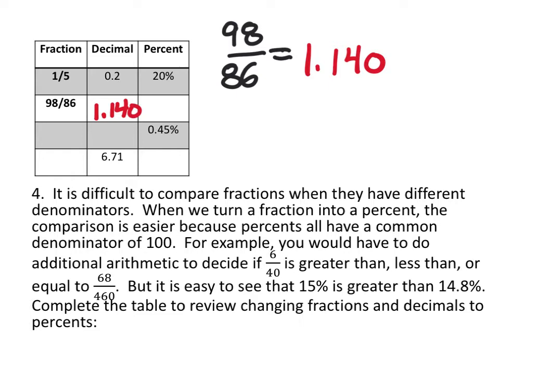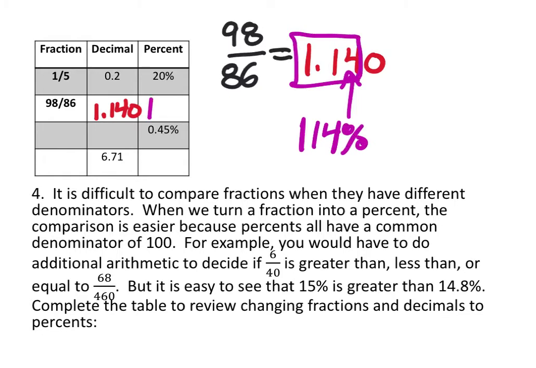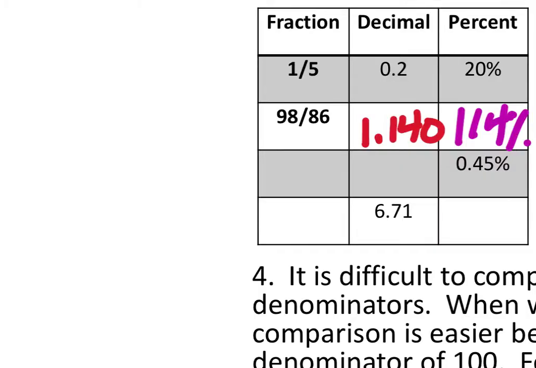Now the percent for this one, we would say, well, the hundredths place specifically, which is the 4. The 4 is in the hundredths place right there, right? How many of those hundredths are there? There's 114 of them. So we just look at this as its own number. So that'd be 114%. Boom.